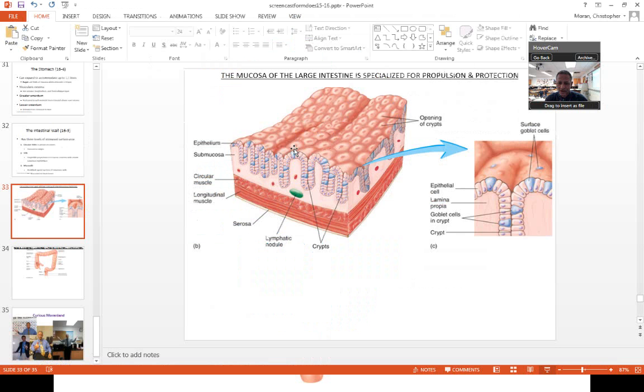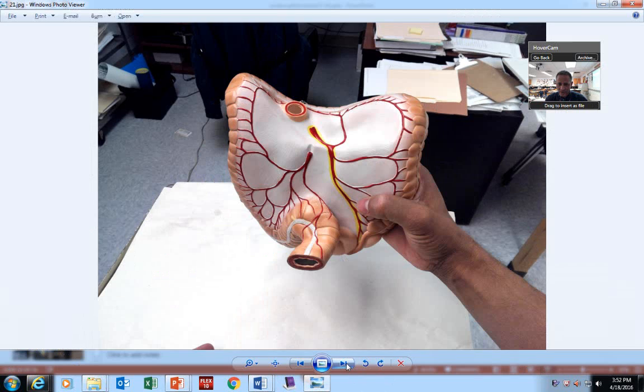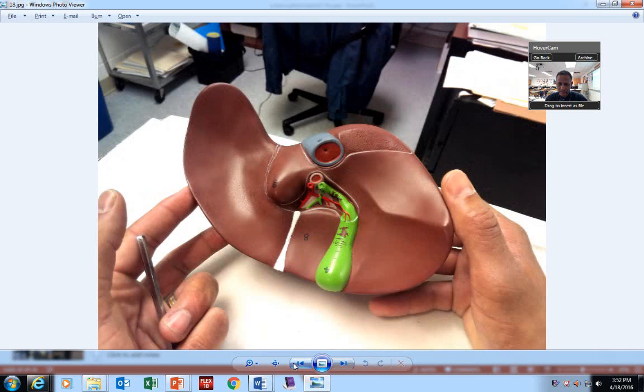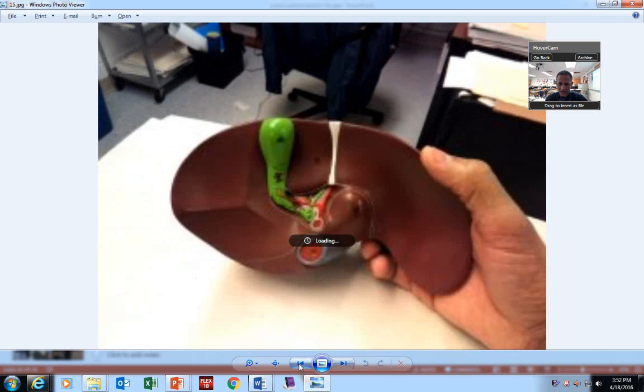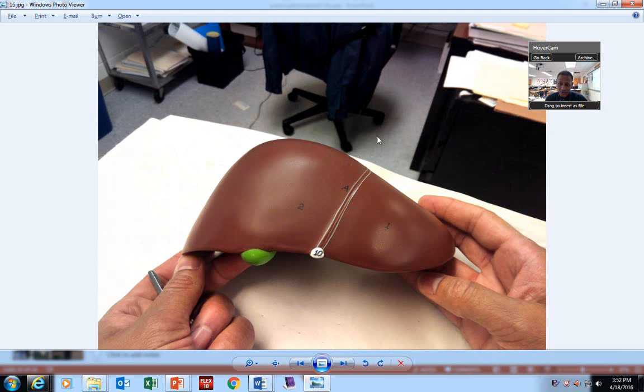Let's go back to the models. Okay, so the hepatic portal vein, right here. This is the inferior view, and this is the gallbladder. If you look at number 7, the blood is going in here, and then the vena cava is where it's going to go, basically to the right atrium.